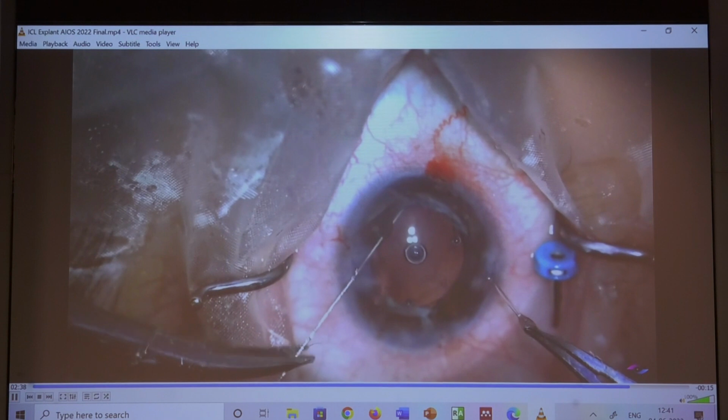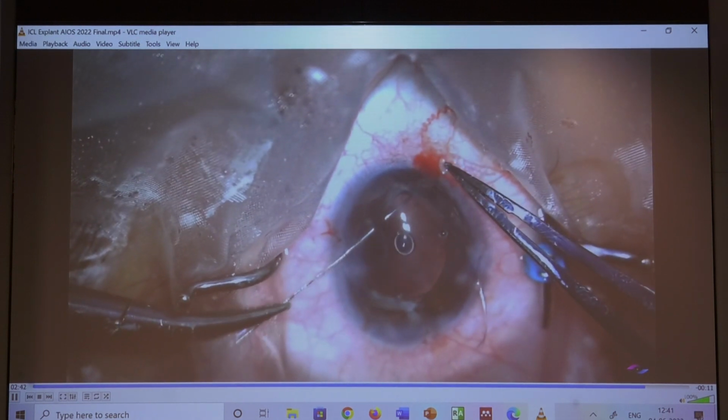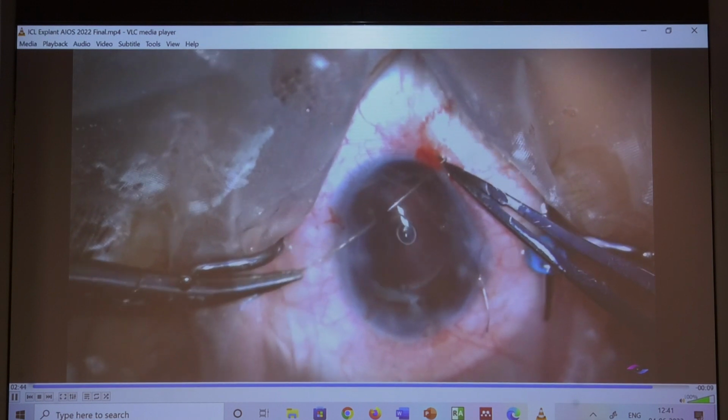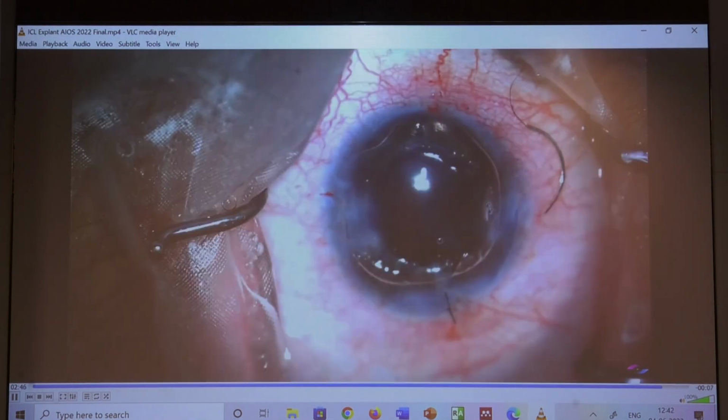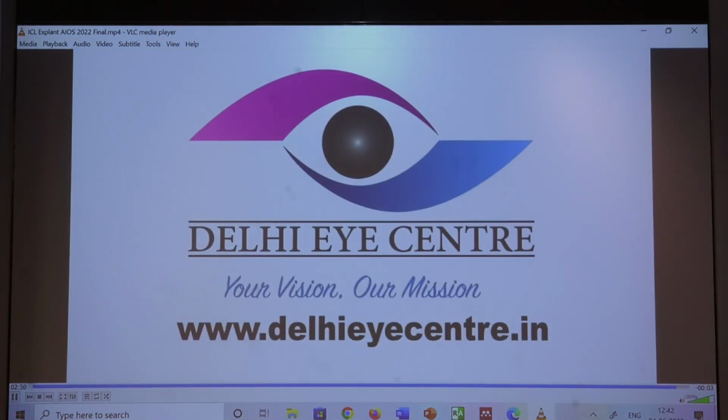He was subsequently planned for a DSEK surgery at a later date. I decided to do it as a two-step procedure rather than combining DSEK at this stage. And this is the end of it. We placed a bandage contact lens in the eye.